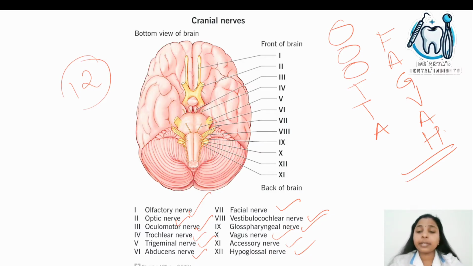So how many cranial nerves are there? 12 cranial nerves. Which are they? Olfactory, optic, oculomotor, trochlear, trigeminal, abducens, facial nerve, auditory nerve, glossopharyngeal, vagus, accessory spinal, and hypoglossal nerve. So these are the various cranial nerves.